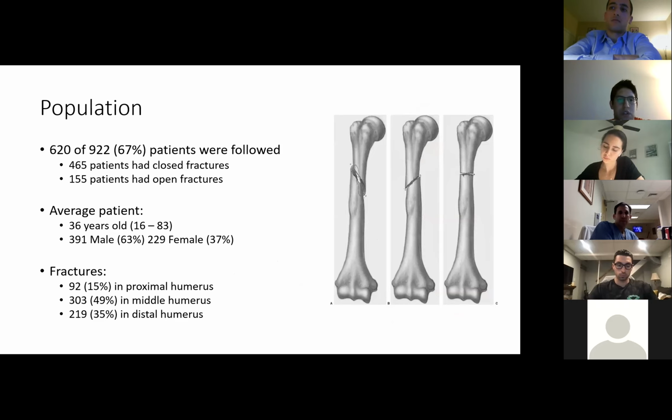So for the study, Dr. Sarmiento followed 922 patients at an indigent clinic that they had. And 620 of those patients, they were able to follow up relatively long-term. For those patients, 465 of them had closed fractures, and 155 had open fractures. The average patient was a 36-year-old male with a fracture along the middle humerus.